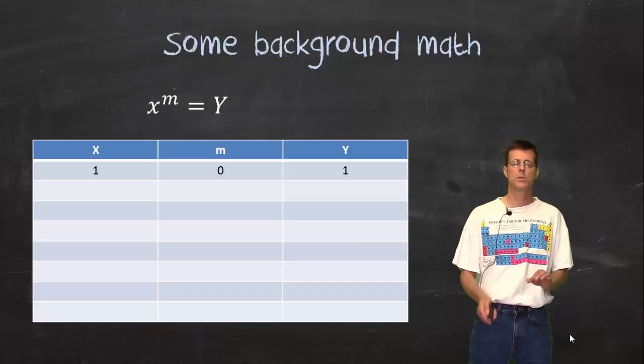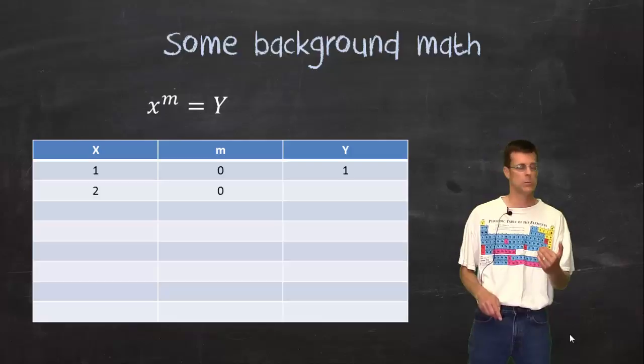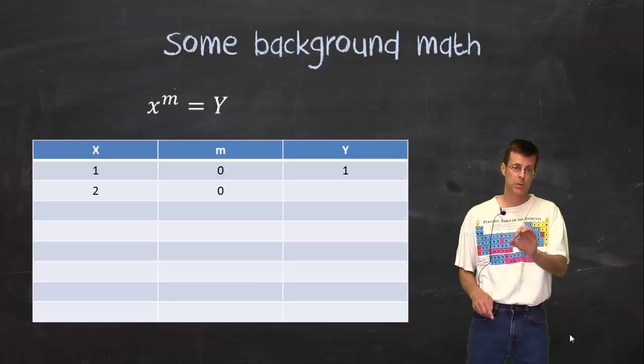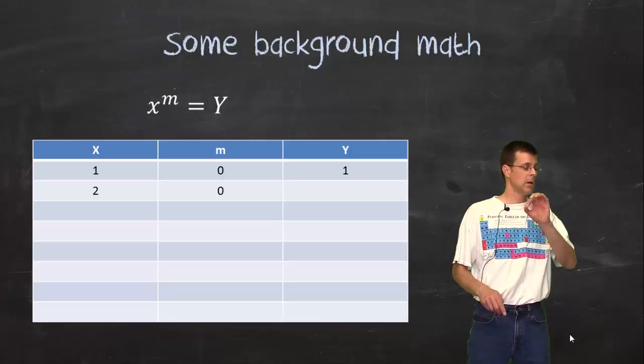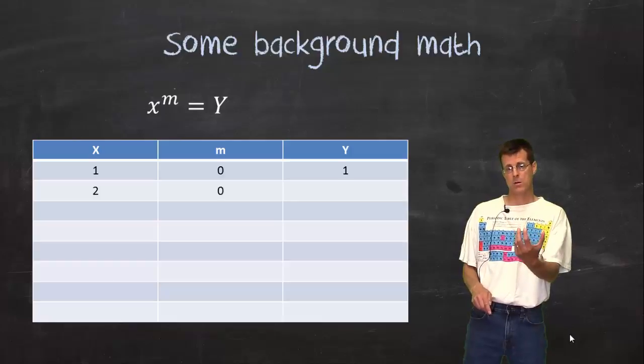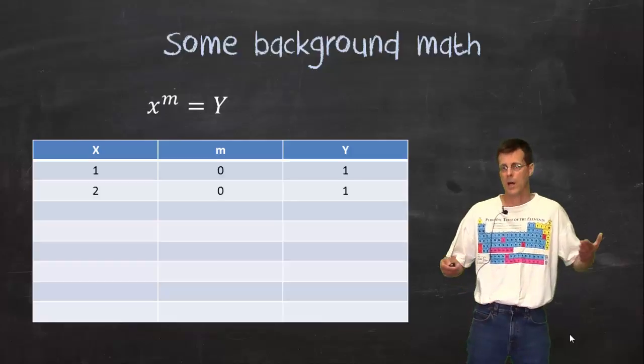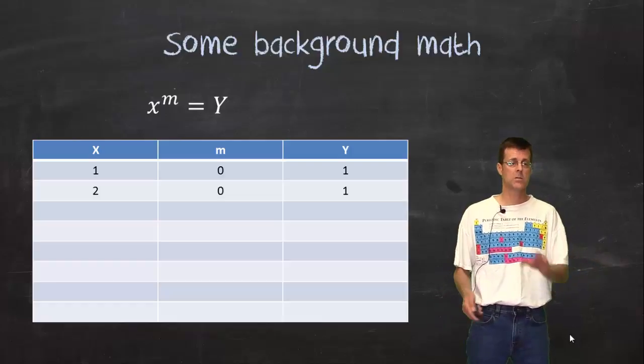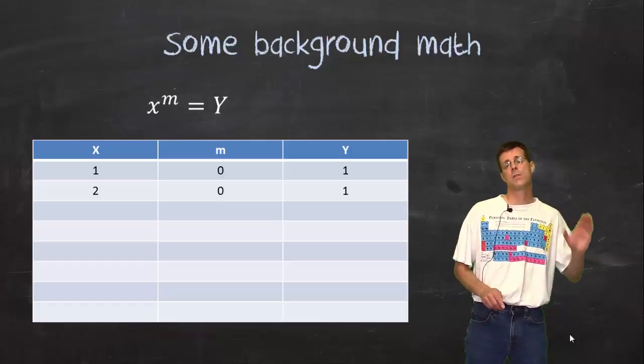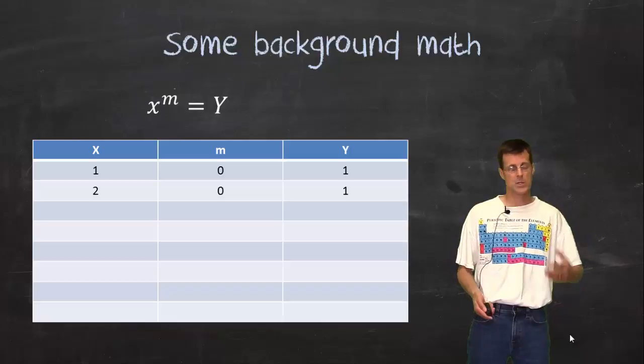What's more important, though, is what happens when I make x equal to 2. So I've doubled x. Now, x to the exponent 0, well, 2 to the exponent 0 is also 1, which means I've had no change on my answer. Now, take a moment, think about where I'm going with this.